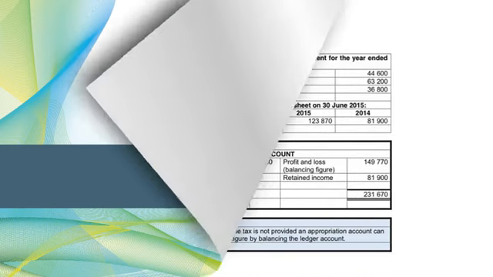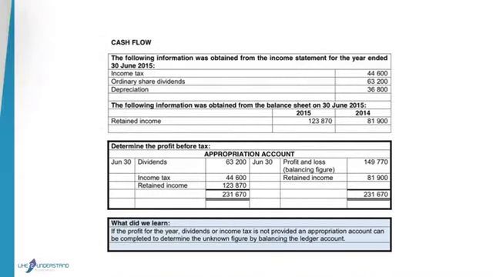Good morning. We will pay attention to the appropriation account today. The appropriation account is used after the trading account and profit and loss account were completed. So in the trading account, you will record the sales and cost of sales to determine the gross profit. In the profit and loss account, you will record the income and expenses to determine the net profit.